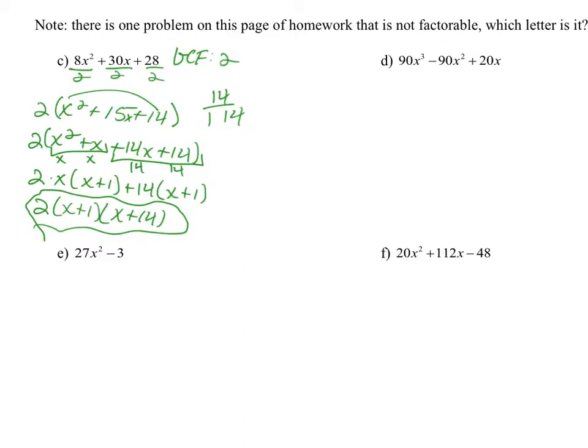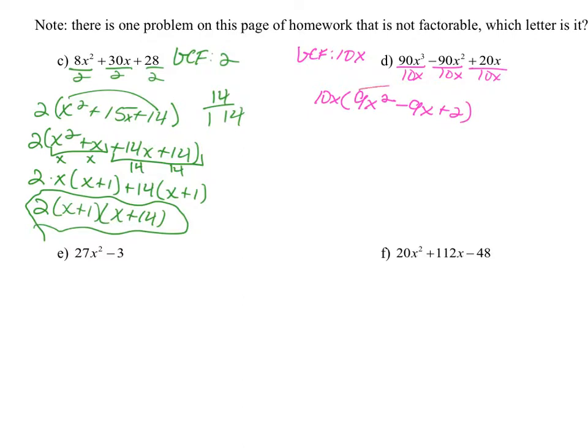D, let's see, about a GCF. I'm going to say it's a 10. And I have x's everywhere, so my lowest exponent is 1. Divide everything by 10x. And put the 10x out front, and that's going to give me 9x squared minus 9x plus 2.